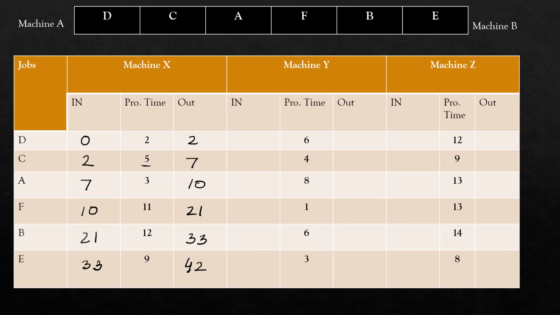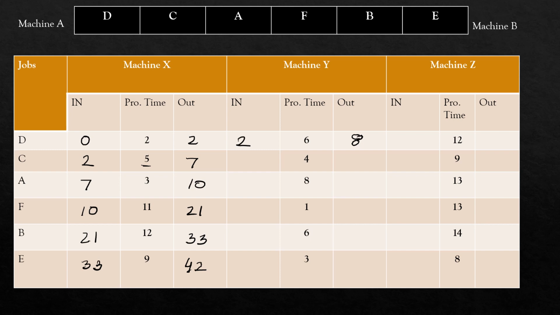So machine Y will sit idle. I mean, there will be no processing till the time D gets processed on machine X. So whatever processing on machine Y will start can only start at 2. That is after 2 hours, right? So D, after getting completed on machine X, will move on to machine Y at time 2. It will take 6 hours to complete, and it will be completed at the 8th hour, right?